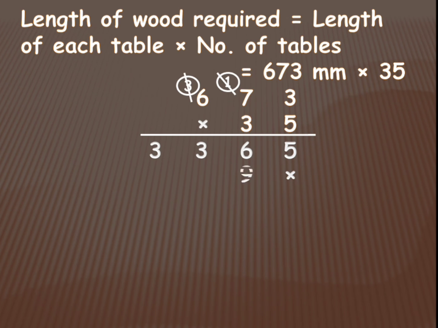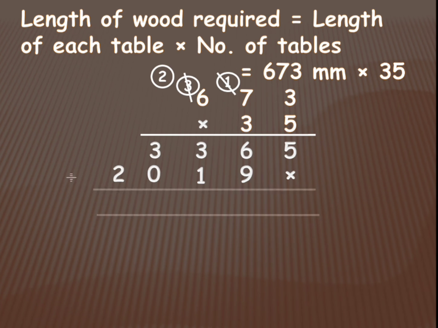So 3 threes are 9. 3 sevens are 21. So 1 you will write it down, 2 you will carry. 3 sixes are 18 plus 2, 20. So you will write 20. Now what we have to do? We need to do the addition, isn't it?